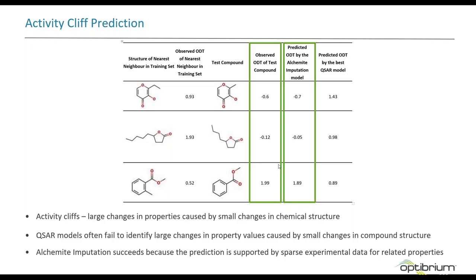So these examples here show how the QSAR model often fails to identify the large changes in property with such small changes in compound structure. But on the other hand, the Alchemite method succeeds because the prediction is based both on the structure information and the sparse experimental data available for the related properties.